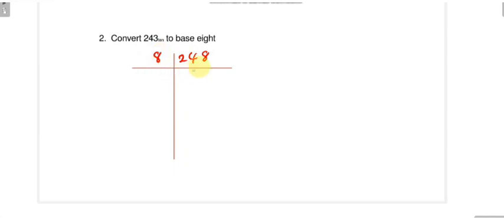So we can divide this. 24 divided by 8 is 3. And 8 divided by 8 is 1. So there's no remainder, so you write the remainder as 0. Now divide by 8. 31 divided by 8 is 3.